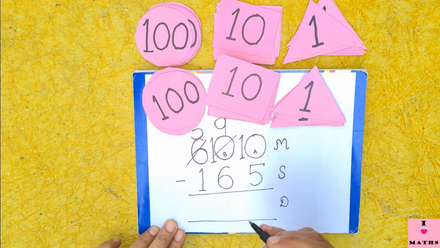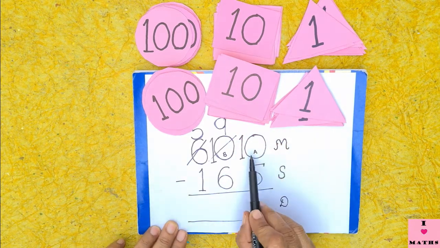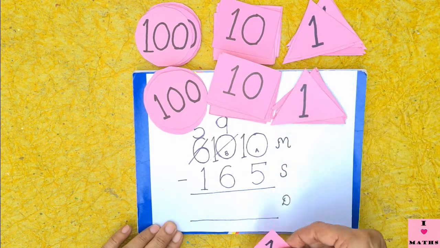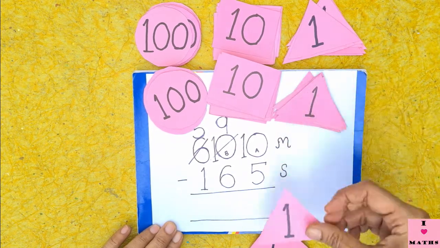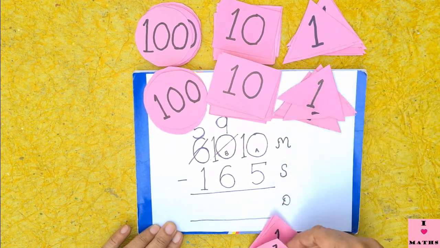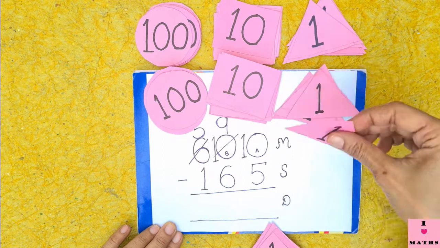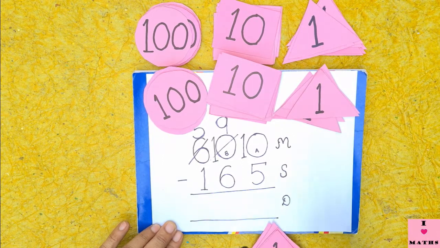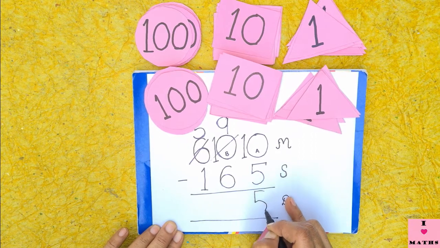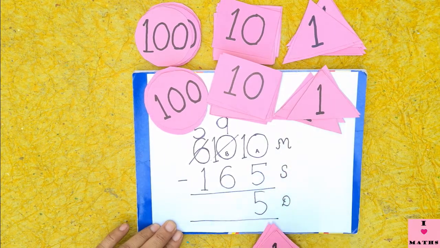and now we are going to subtract. From 10 we have to subtract 5. So I will take out 5 cards. 1, 2, 3, 4, 5. Now 10 minus 5 is 5. I will show you later that these are 5 cards.